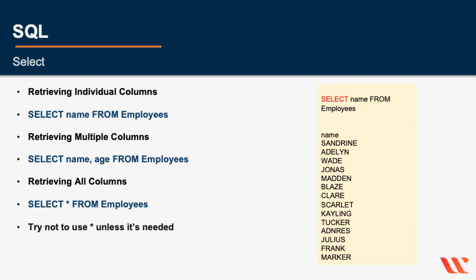You can retrieve multiple columns by using a comma. So select name, comma, age from employees. So that will return 2 columns. Or you can return all the data from the table by using a wildcard, which is the asterisk. And it's best not to use the asterisk unless you really need to, because that's going to be an expensive trip in terms of the performance.